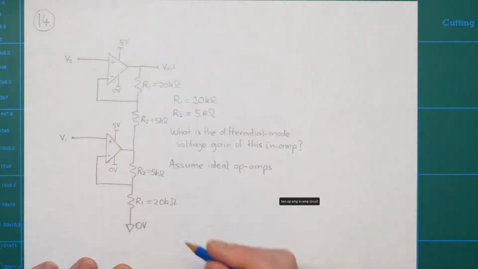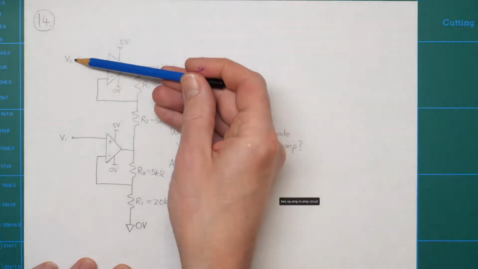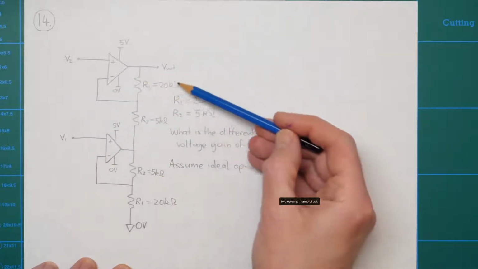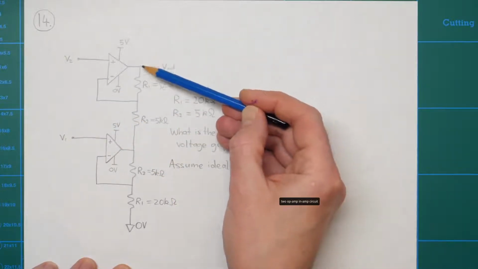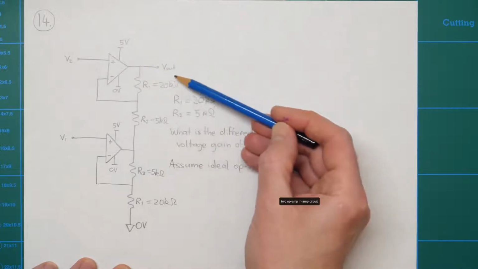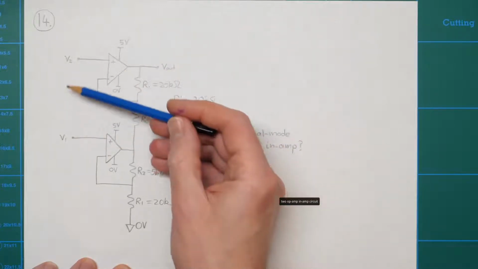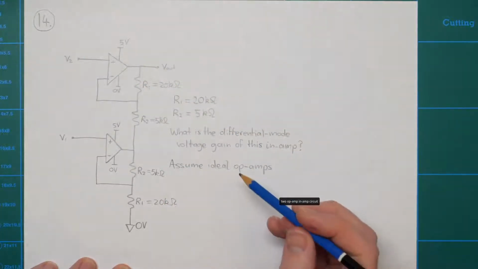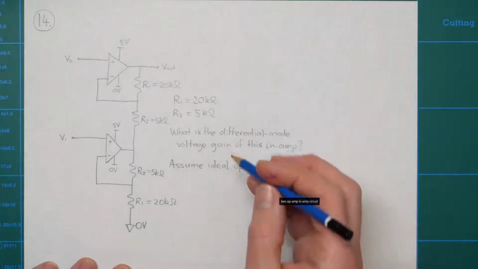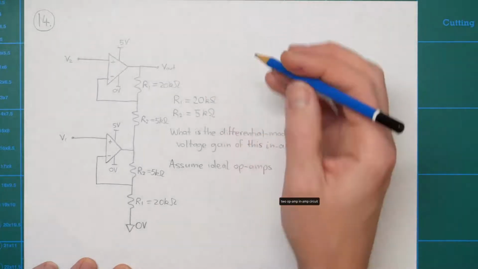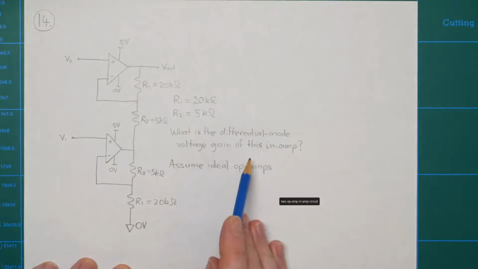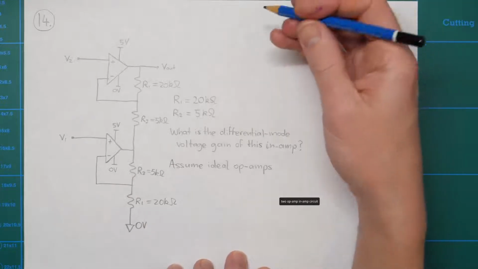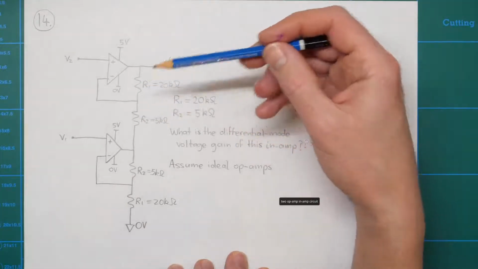So the basic idea is that the differential input signal to this amplifier is V2 minus V1, and the output in an ideal world would be just proportional to V2 minus V1, and it wouldn't be affected at all by the common mode input, which is the average of V2 and V1. What we're asked to calculate here is the differential mode voltage gain of this in-amp. We actually derived that in a previous lecture. It's going to be determined by R1 and R2.